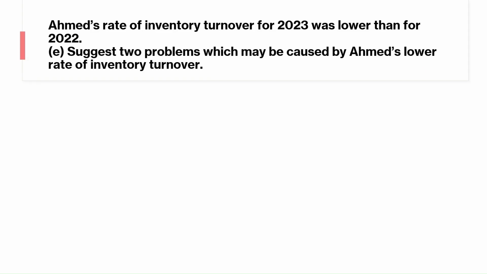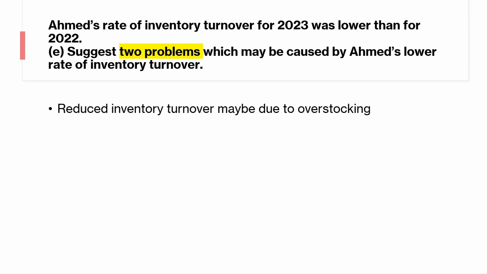Part E is a theory question. It says that Ahmed's rate of inventory turnover for 2023 was lower than for 2022. Suggest two problems which may be caused by Ahmed's lower rate of inventory turnover. So first of all, we should understand what the inventory turnover ratio calculates. What does it measure? The inventory turnover measures the number of times that a business sells and replaces its inventory. So inventory turnover being lower than before means inventory is moving slowly. And that might have some problems. So we are supposed to list two problems.